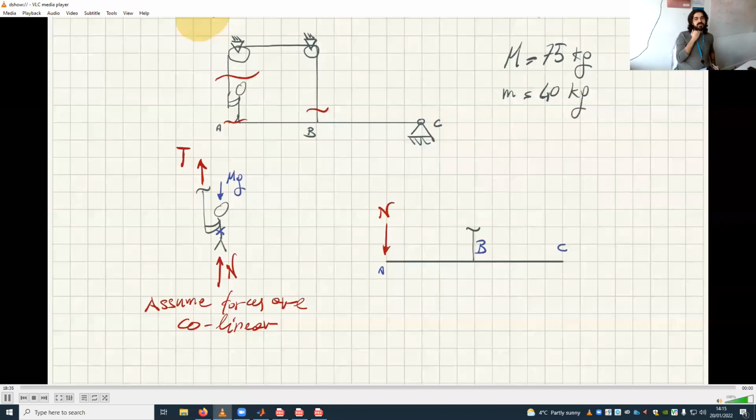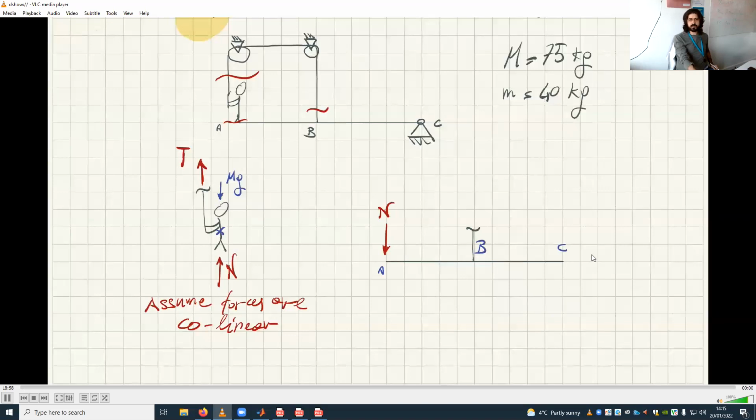Okay, so what do we put there? Eva is asking, is it not just mg? No, it's not just mg now because there is also N. Alessandro, see this? So we have T, we have mg. If N was not there, then T would be equal to mg for equilibrium. But in this case, no.